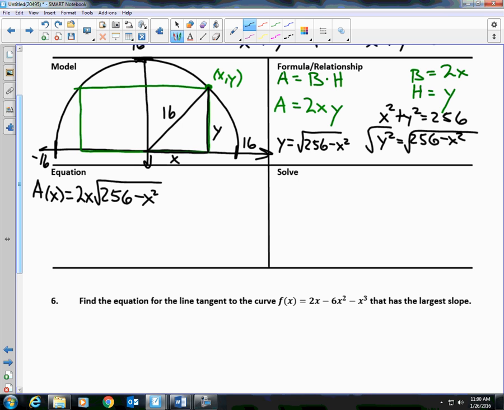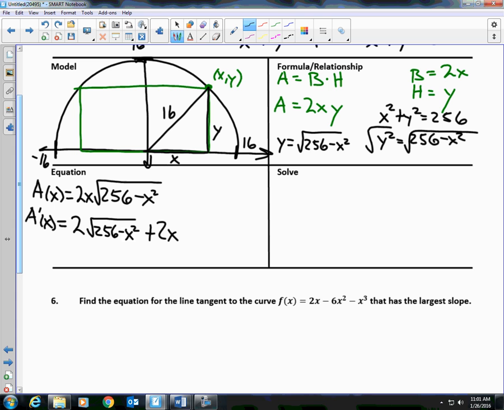Take the derivative. How do you do that? Product and chain. Very good. A prime of x. So you ask yourselves, why did we have to learn how to take all those derivatives? Because in real life applications, sometimes you come up with difficult derivatives. Derivative of 2x, 2, times the square root of 256 minus x squared. Hey, I'm halfway there. Plus 2x, three-quarters of the way there.